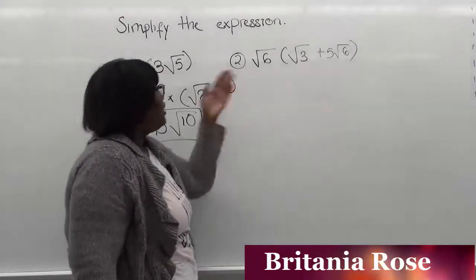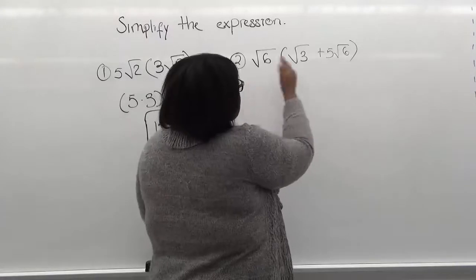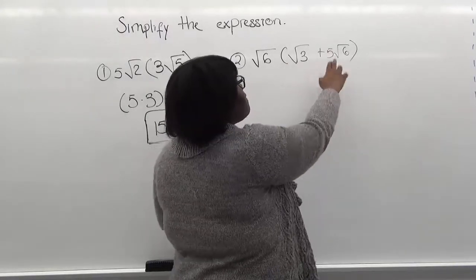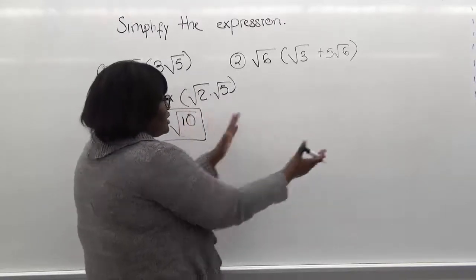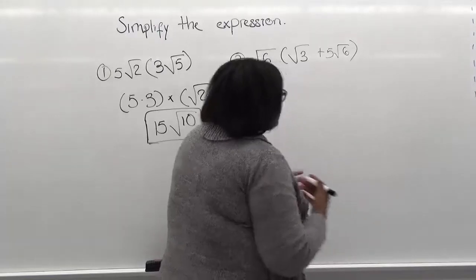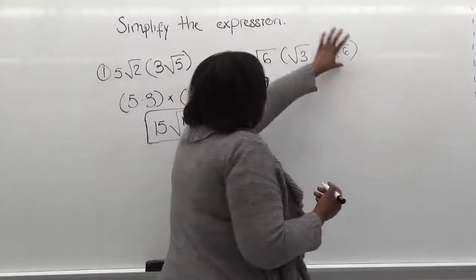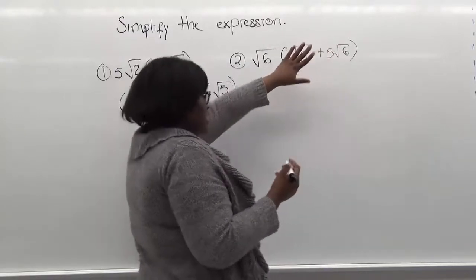Now, for number 2, we have the square root of 6 times the square root of 3 plus 5 times the square root of 6. Now we have a plus in between these two expressions right here. So first we're going to see if we can add anything or simplify anything in the parentheses first.